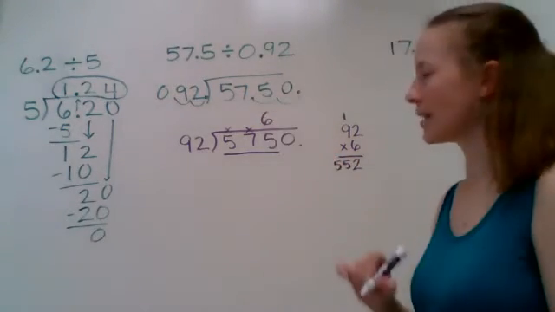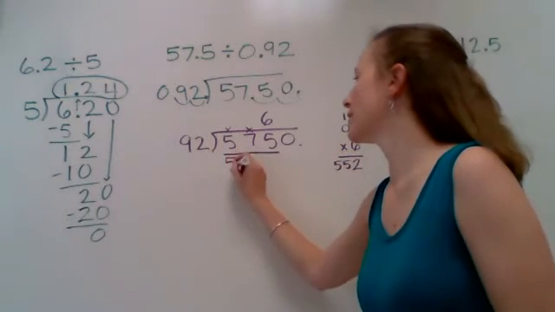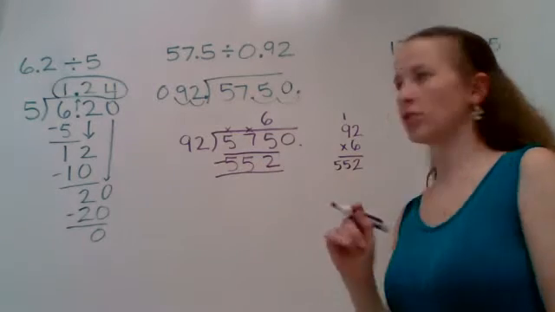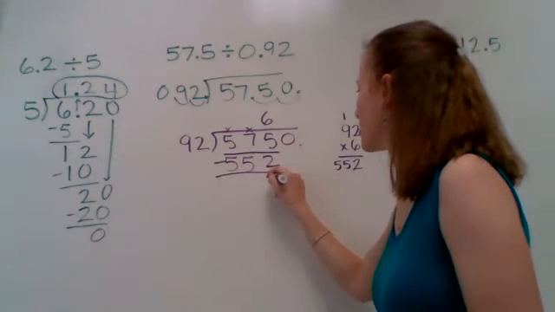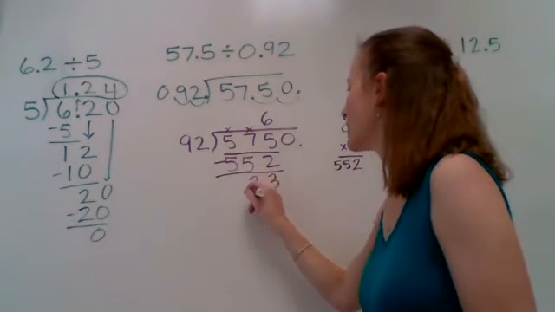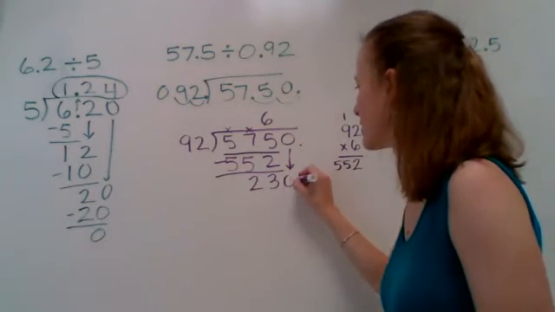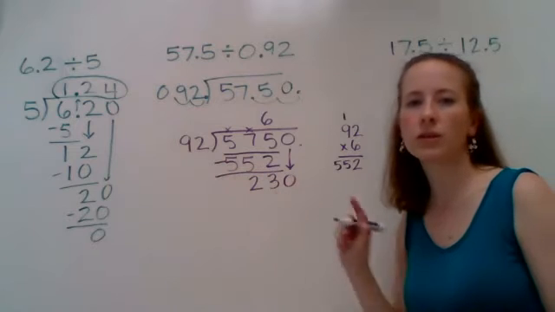So let's write our 6 up here. 552 is my answer. Let's subtract. 5 minus 2 is 3, and 7 minus 5 is 2. We were only 23 off, which is not too bad. Let's bring down our 0. Okay, how many 92s go into 230?